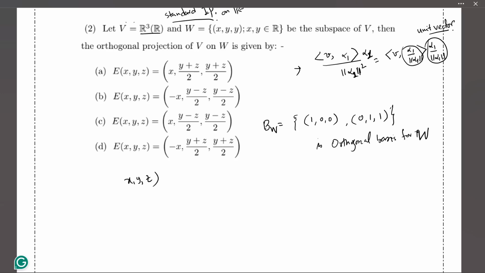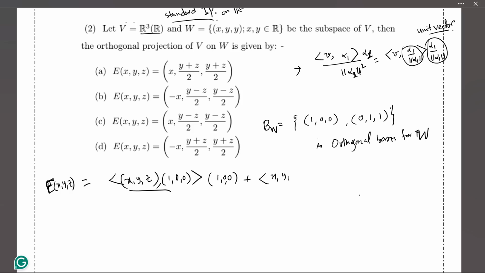X, Y, Z, inner product with 1, 0, 0, and the norm will be 1. So that's why I'm not writing the denominator. This is your orthogonal projection, let's say denoted by P of X, Y, Z. Here it is written by E, so let me write E of X, Y, Z is equal to this.